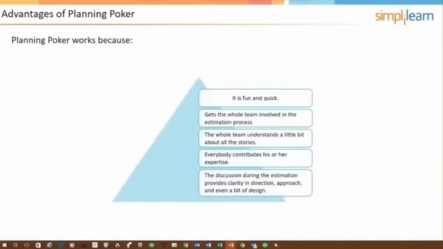Okay, so advantages of planning poker: it's fun, it's quick, it gets the whole team involved, the team understands a little bit about all of the stories, everybody contributes his or her expertise, and the discussion during the estimation provides clarity in the direction, approach, and even a bit of design.